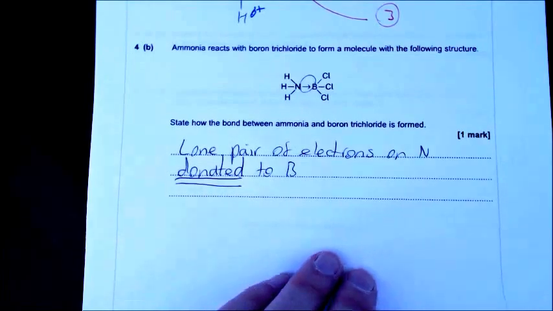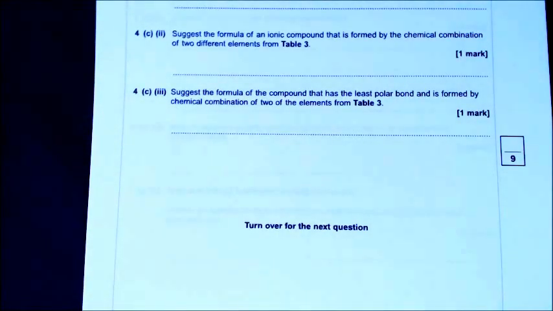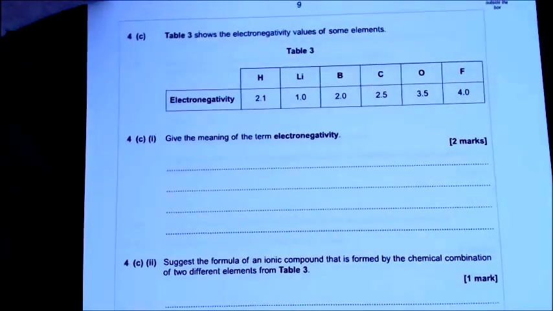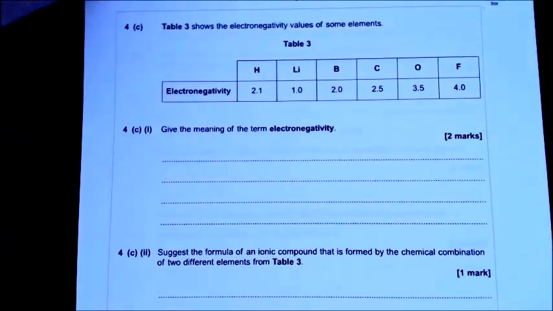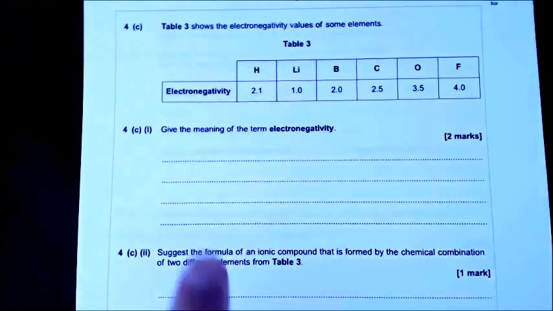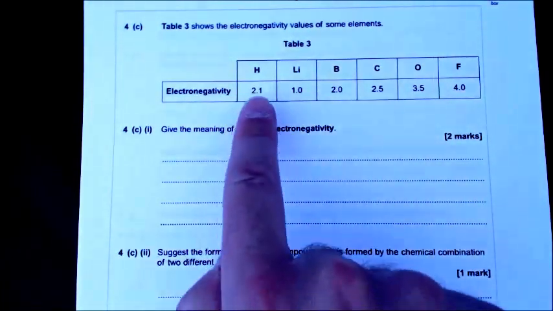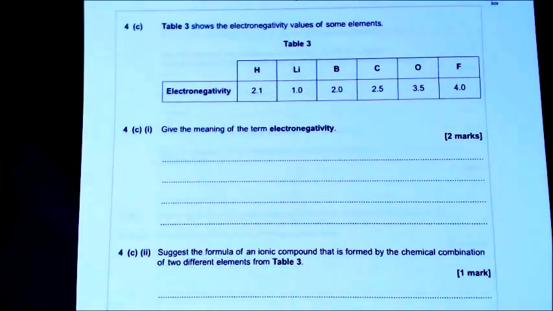All right, okay, so let's look at the next question. Okay, so let's pull that down so we can see it. Okay, so question 4c. We have table 3 shows the electronegativity values of some elements, and you can see that we have a range of elements and we have their electronegativity value. So the higher the number, the more electronegative the element is. And they're asking for a definition or what the meaning of the term electronegativity is.